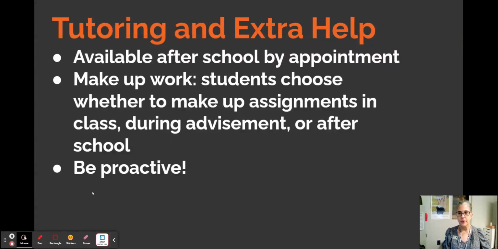And the main thing is be proactive. Tell your student not to wait until they're really lost. Ask for help up front, and I'm happy to give it.